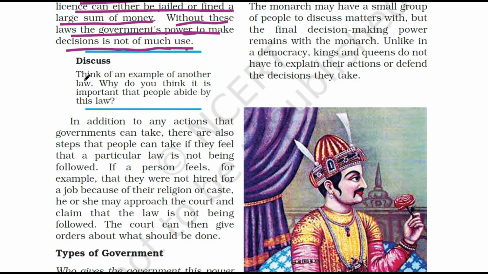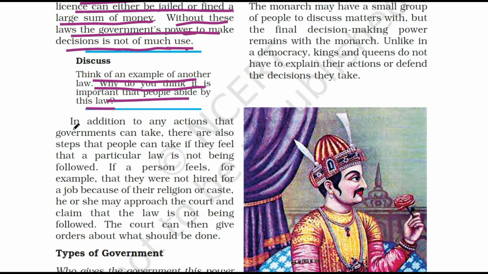So think of an example of another law. Why do you think it is important that people abide by this law? I told you another law is the helmet law. There are several other laws like this which we have to abide by because they are made for us, and we all have to be law-abiding citizens. That's how a country progresses. If you follow the laws by the book, then it'll be good for everyone around you.